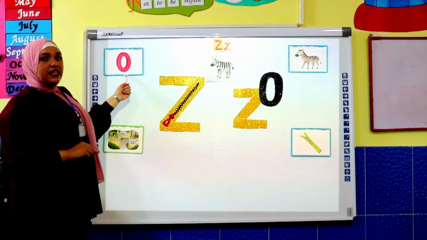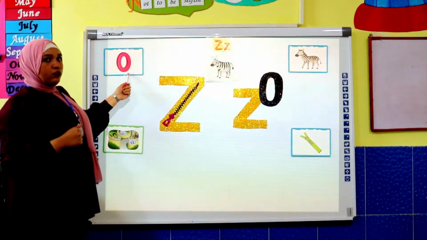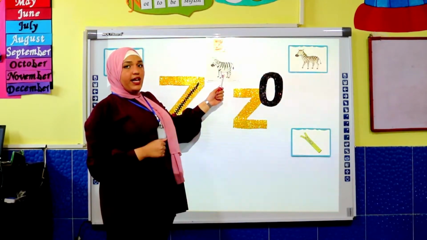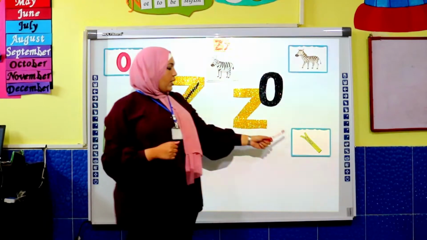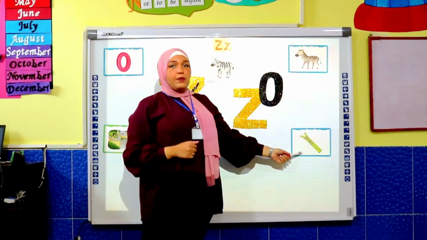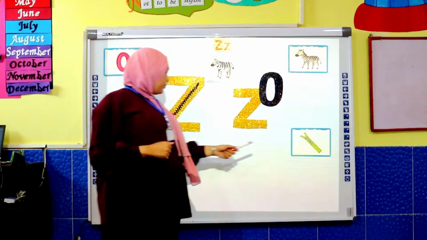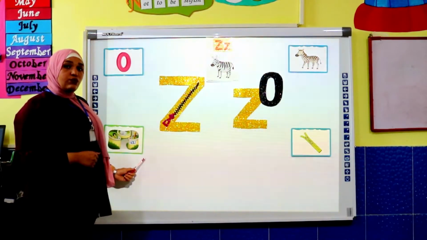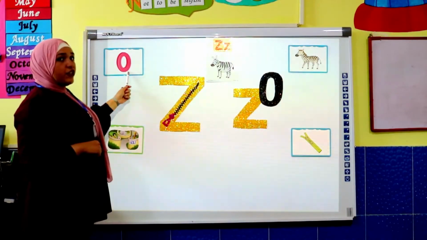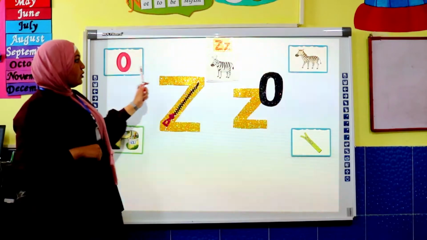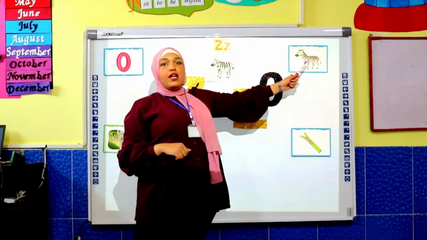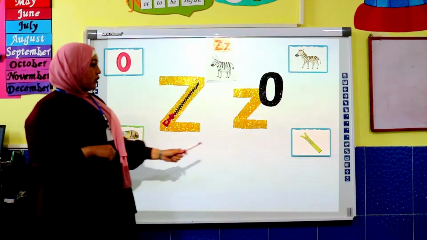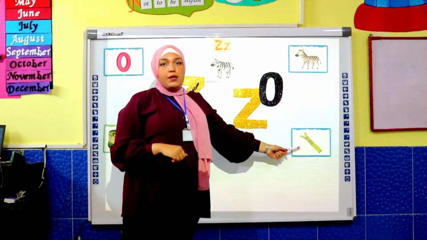Zero. Zero. Repeat after me. Zero. Zebra. Zebra. Excellent. Zebra. Zipper. Zipper. Zipper. Zoo. Zoo. Zoo. Once again. Zero. Zero. Zebra. Zebra. Zoo. Zoo. Zipper. Zipper.